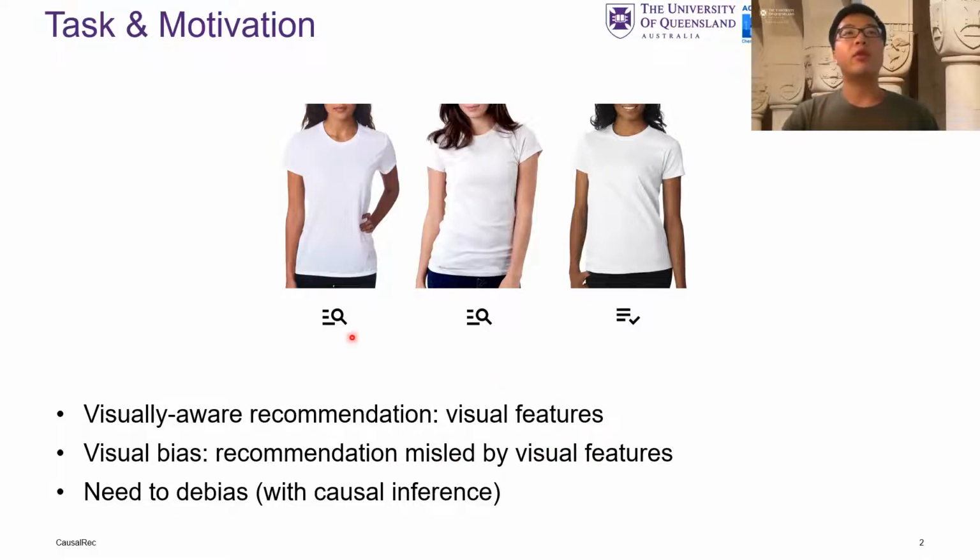Imagine a user wants to buy a white t-shirt made of cotton, while the recommender system recommends a white t-shirt made of nylon or other fabric. This is a kind of recommendation failure, since the user wants a white t-shirt made of cotton rather than other materials. So in this paper, we propose to use causal inference to build a debiasing method.